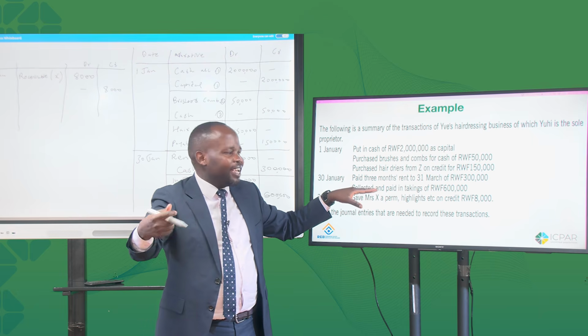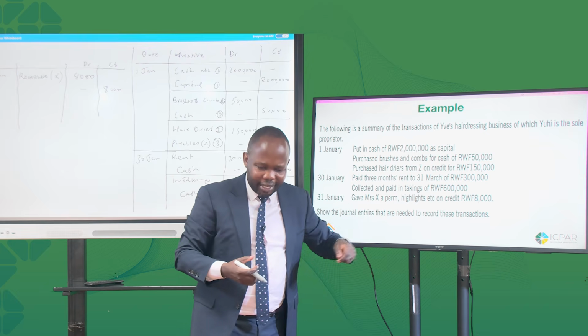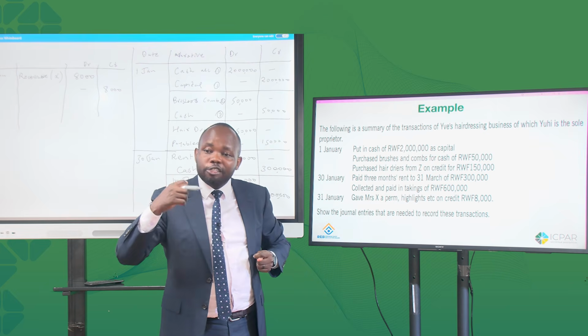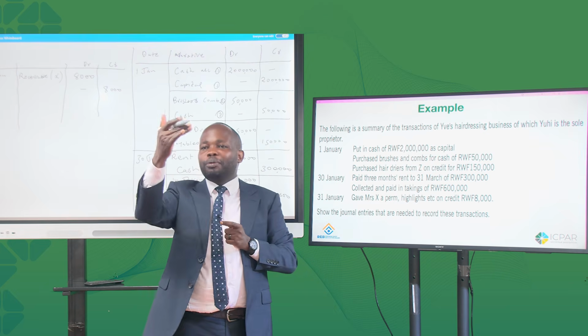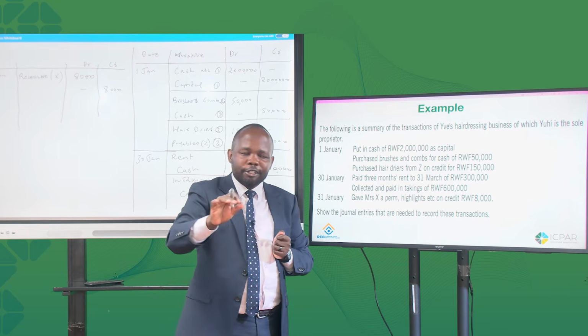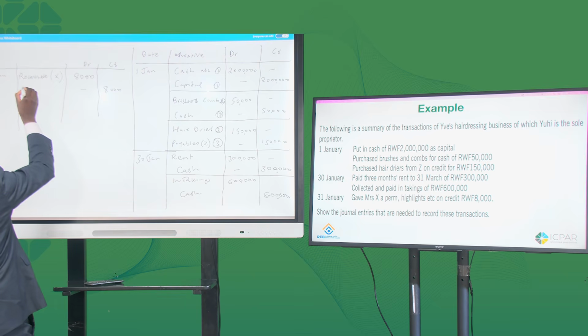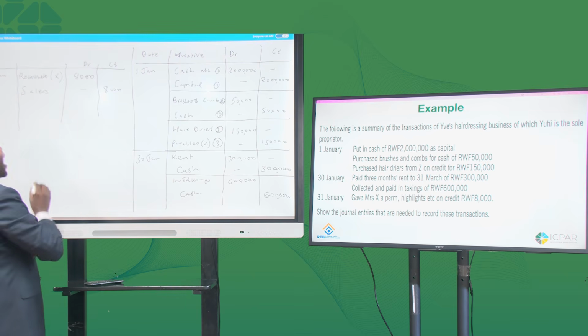So if you sell on credit, it means there is a receivable. If I sell to you on credit, it means I've sold to you, but you have not yet paid me. So you will pay me at a future date. So that's a credit transaction. If it's a credit transaction, you gave me something maybe through sales, and you have not paid.